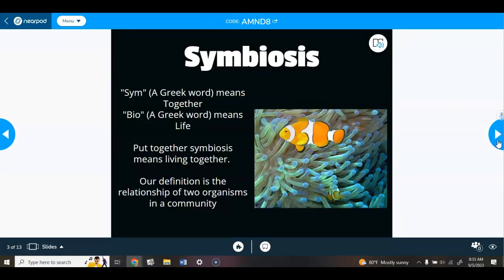So again, symbiosis. Most science words can be broken down into their Greek and Latin prefixes and suffixes. I do this often. Sim means together. Bio means life. So that means life together. There are a lot of things out there that live together, like this sea anemone and the clownfish. They actually have a very specific type of symbiosis, and we'll get into that as we move along.